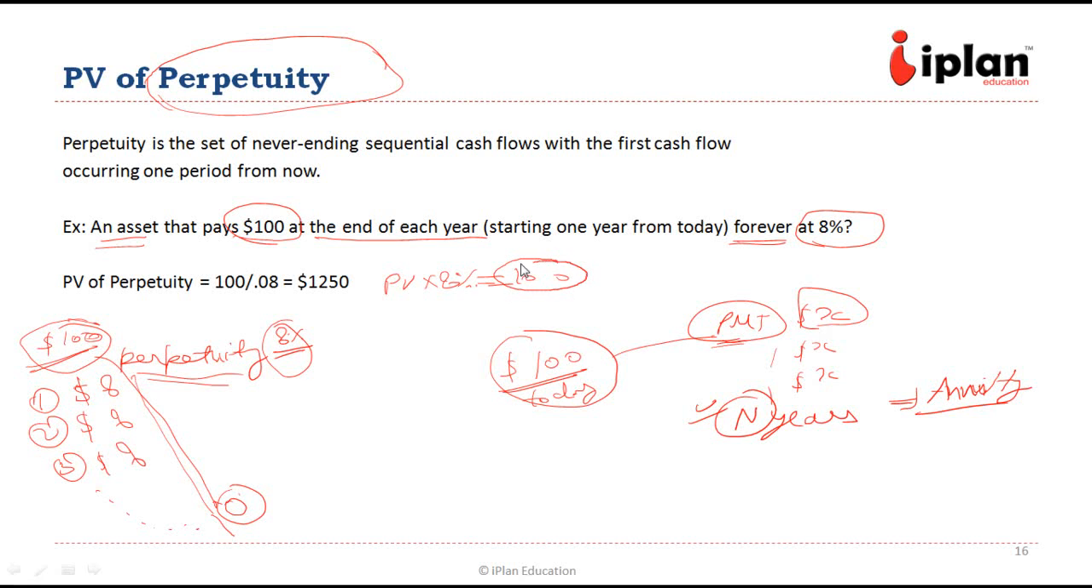So 8% interest is equal to $100. What should be the present value? It is $100 divided by 0.08 and the value is $1250. So 8% of this amount is $100. So if this is the present value of the asset, it will keep paying $100 every year forever. This is the idea of perpetuity. We can calculate present value of perpetuity or the payment from the present value. Now let us move to the next slide.